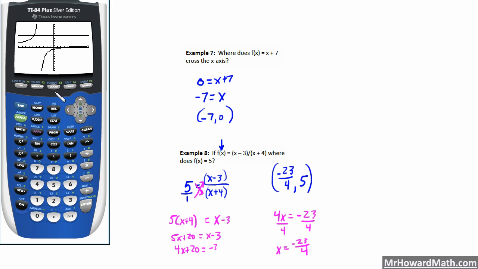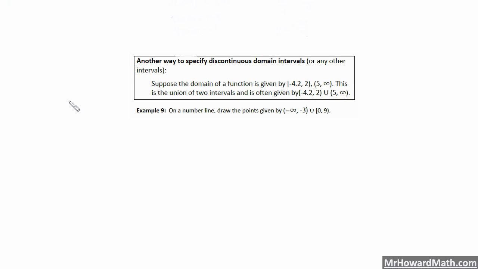All right, one more example and we'll be done. In the last example here, we have notes on your assignment: another way to specify discontinuous domain intervals or any other intervals. Suppose the domain of a function is given by negative 4.2 to 2 and 5 to infinity. This is the union of two intervals, which I actually used earlier in the video, and is often written as negative 4.2 to 2, union 5 comma infinity. So this union symbol just unites two domain intervals.